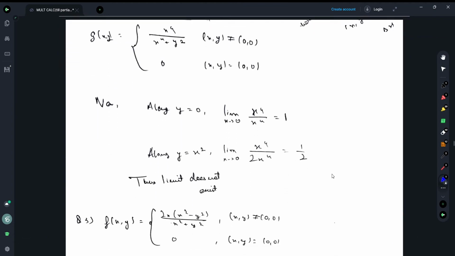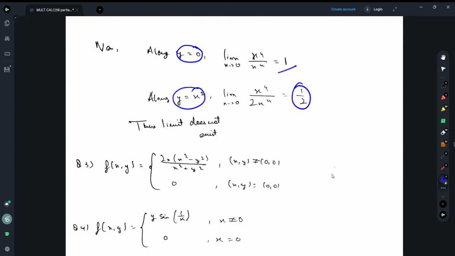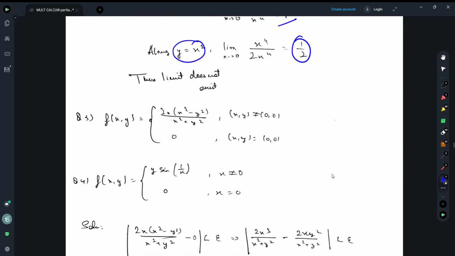So this particular function, in this case also the same thing happens. If you try to reach the origin along y equals 0, that is along the x-axis, you get the value of the limit as 1. And if you try to reach it along the path y equals x square, you get the value as half. So two different paths give you two different values of the limit, hence the function is not continuous at the origin. Is it clear?